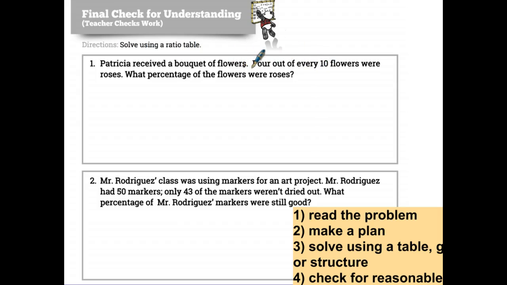Okay, so I have Patricia received a bouquet of flowers. 4 out of every 10 flowers were roses. What percentage of the flowers were roses? 4 out of every 10 were roses. So I'm going to label roses, flowers. 4 were roses out of 10 flowers. And I can create my table. Roses, flowers.